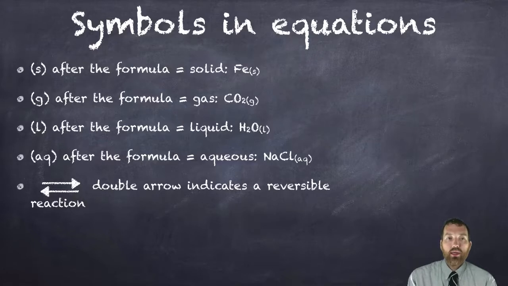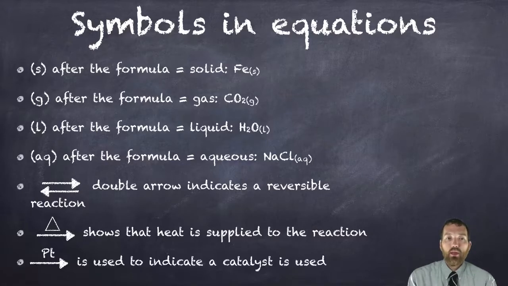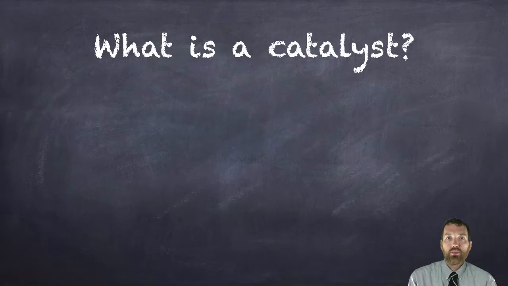If you have a double-headed arrow, one arrow going right and one arrow going left, or one arrow with two heads on it, that means it's a reversible reaction. We'll talk more about that in a later chapter. If you have a triangle on top of the arrow, that means heat is supplied to the reaction. You can have a triangle, which means you've changed the heat, or sometimes just the word heat is written over top of the arrow. If you have another chemical symbol on top of an arrow, it means a catalyst was used. Like Pt means a platinum catalyst was used.